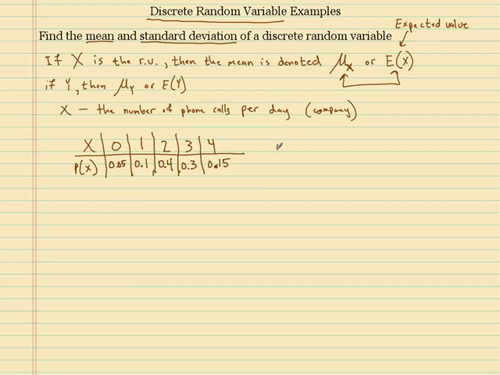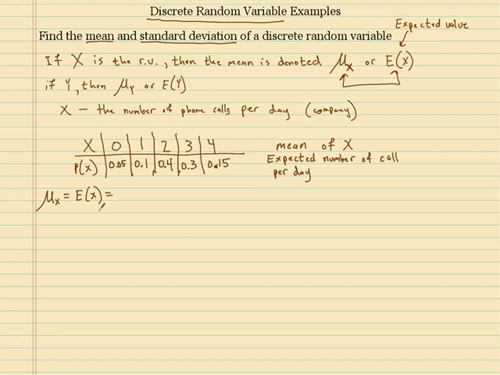Now we need to find the mean of our x's. But this is how we say it: what's the expected number of calls per day? And I could denote this as mu of X equals the expected value of X.